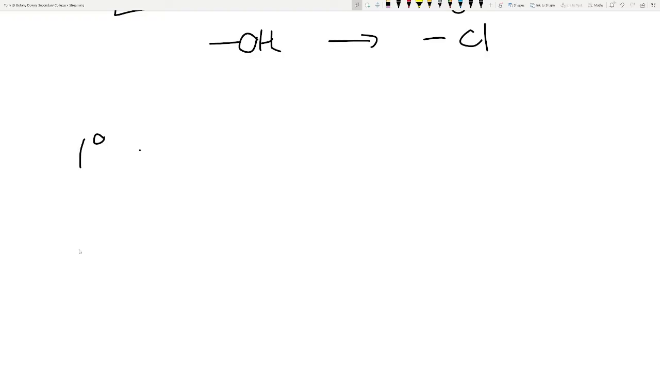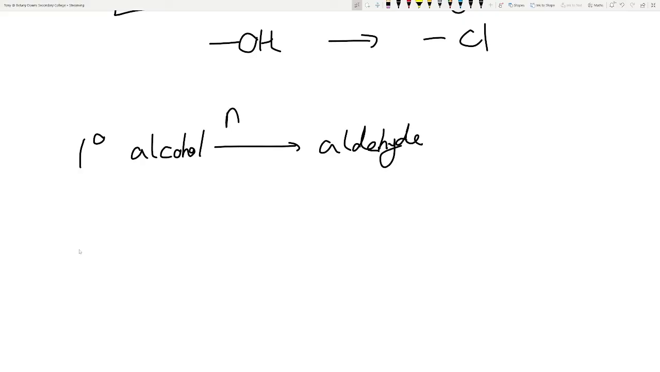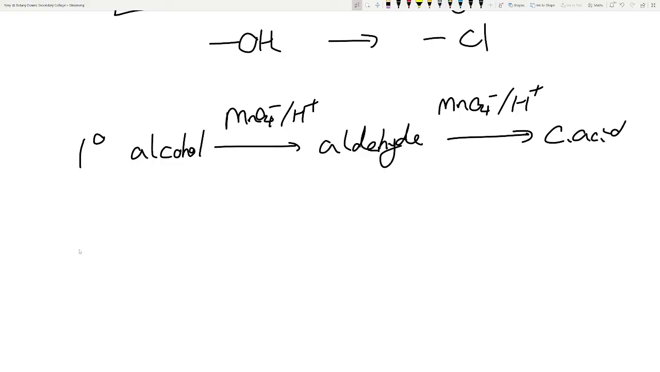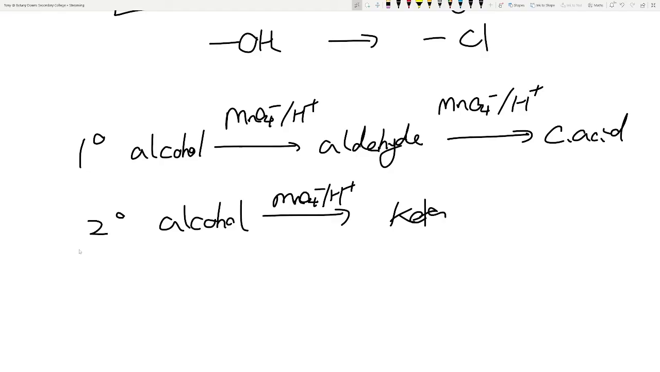So if I use a primary alcohol and turn that into an aldehyde, and let's just say I'm using MnO4- /H+, then from an aldehyde I use MnO4- /H+ again, and then I turn it into a carboxylic acid. And then the same person told me that my secondary alcohol, with MnO4- /H+, makes a ketone. This is what they told me. So because I make a carboxylic acid, this one's a ketone, this one's acidic.